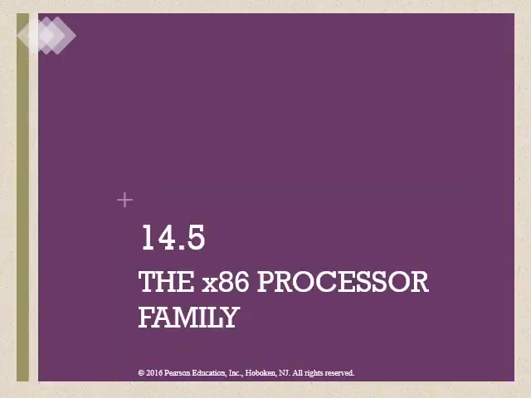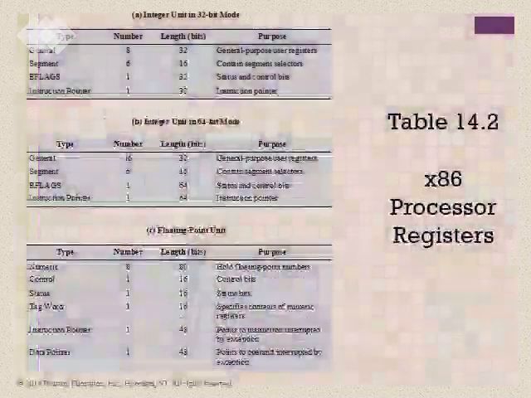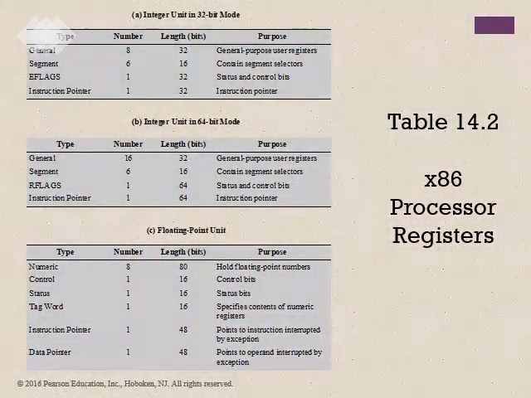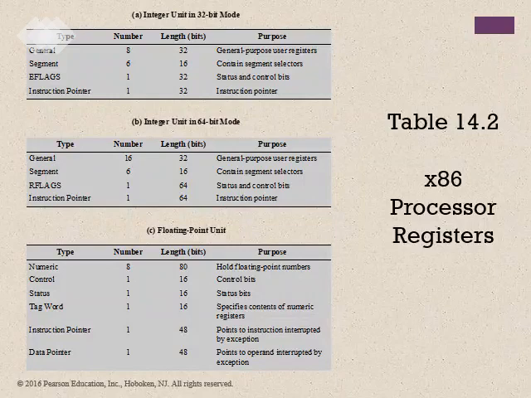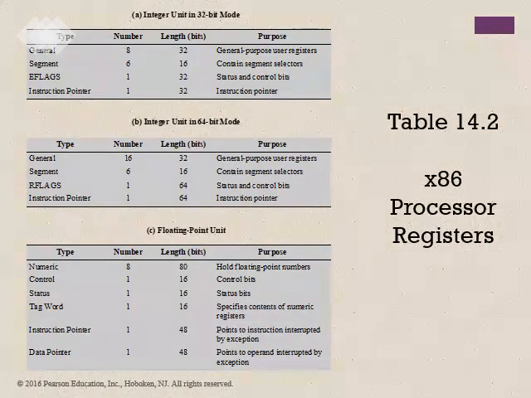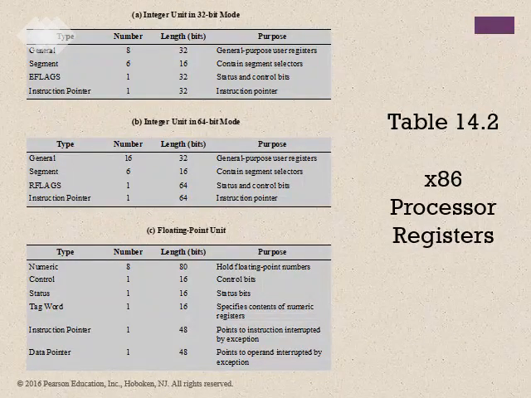Moving on to subsection 14.5, the x86 organization has evolved dramatically over the years. In this subsection, we're going to look briefly at some of the details of the most recent processor organizations. Table 14.2 showed the organization of the registers, which includes the common registers that you're familiar with: general, flags, instruction pointer, status, and so on.